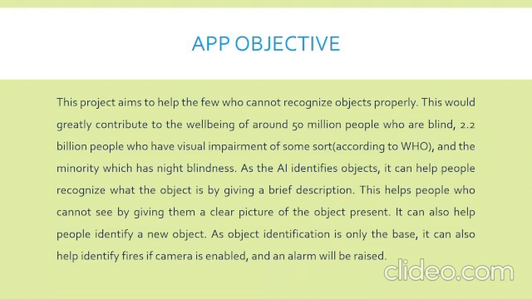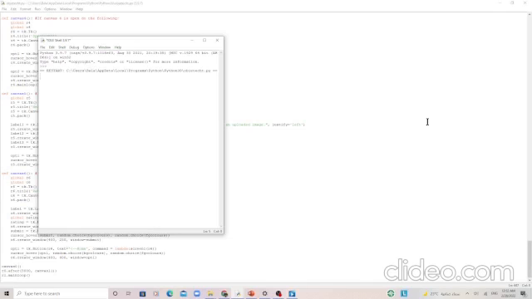As object identification is only the base, it can also be used to help identify fires, shapes, emotion in speech, and text. Since object identification is the base, it leads to the name: obj from object, tect from text and detection. Now I'll be giving a live demonstration of my app, Objetecht.